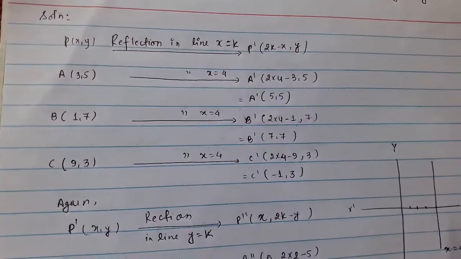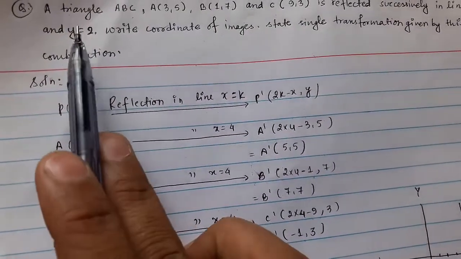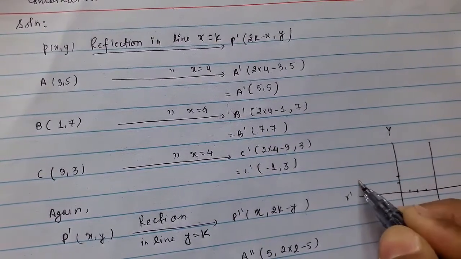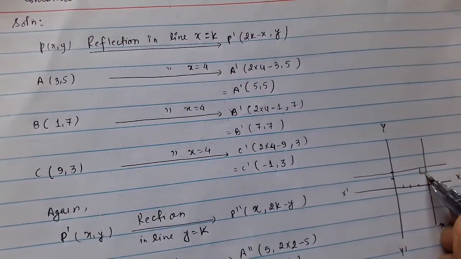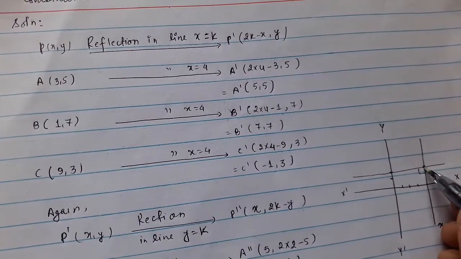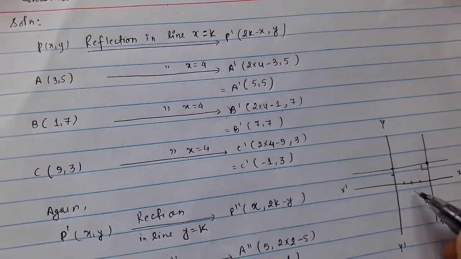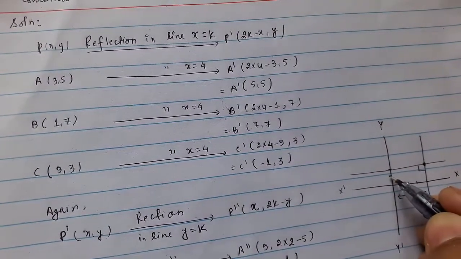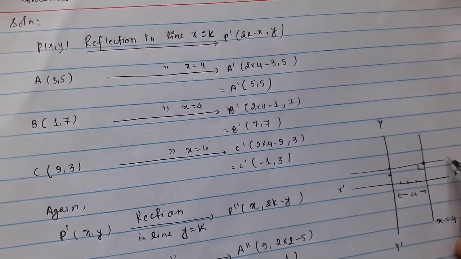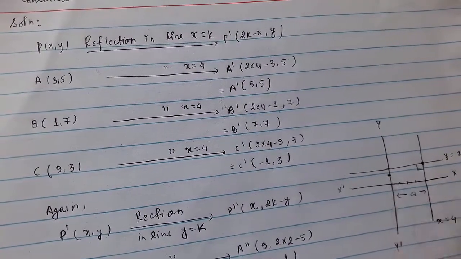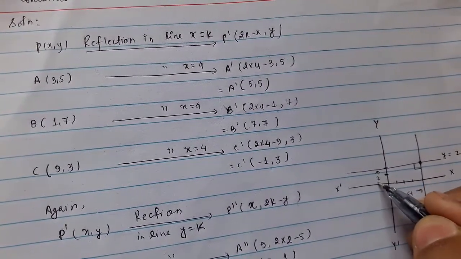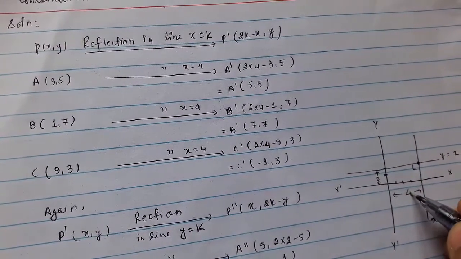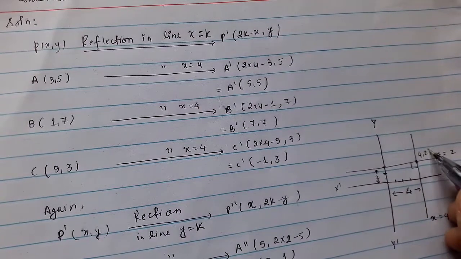And there is also y equal to 2. So this is the positive line y equal to 2. Okay, they intersect. At the intersection, the coordinates can be written: this is 4 units and this is 2 units. So you can easily know that this is (4, 2). This is the center of rotation.